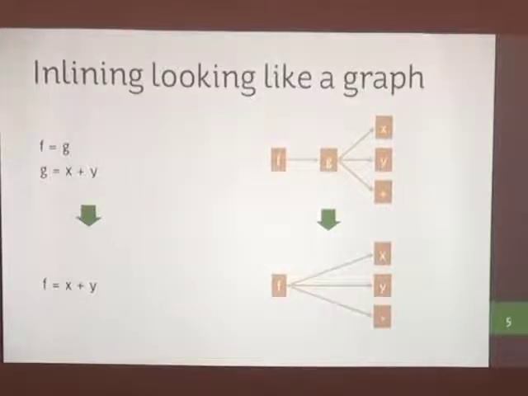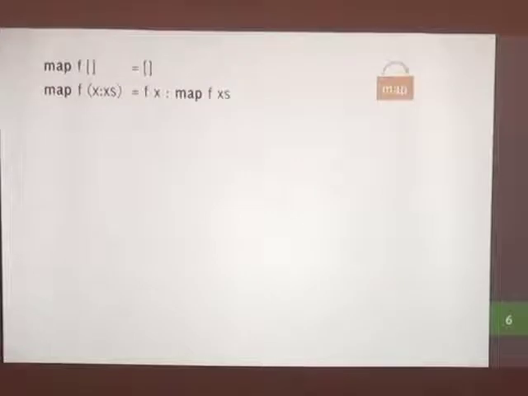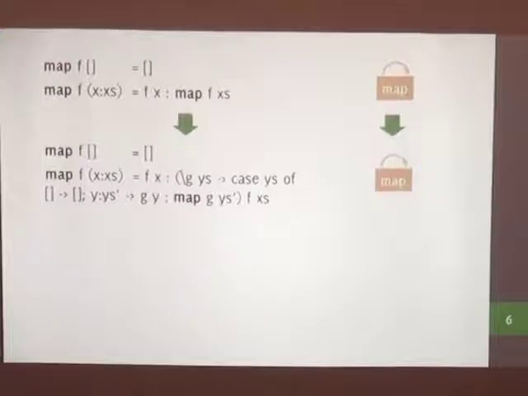Now, when does this get complicated? With recursive functions. Let's look at a really well-known one, map, for example. Map has some outgoing edges, but it also references itself. So if you inline map into map, you get a bigger map, which inherits the reference to map from itself. So basically, the graph looks exactly the same.